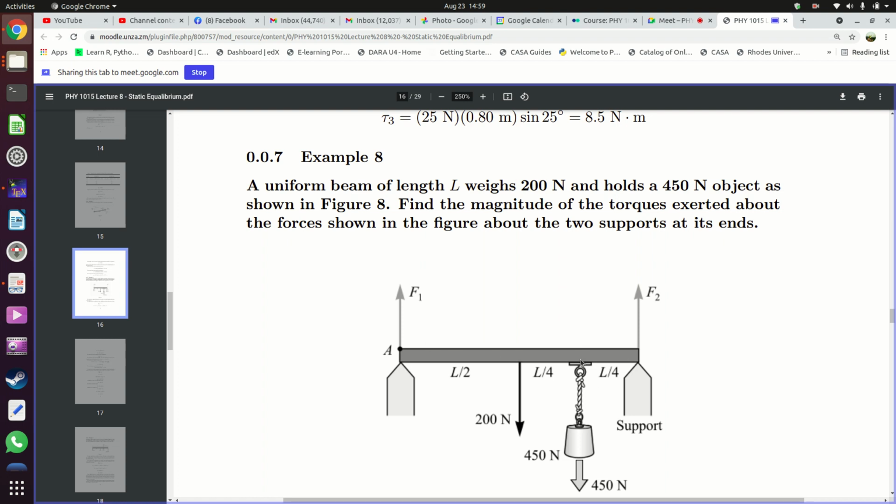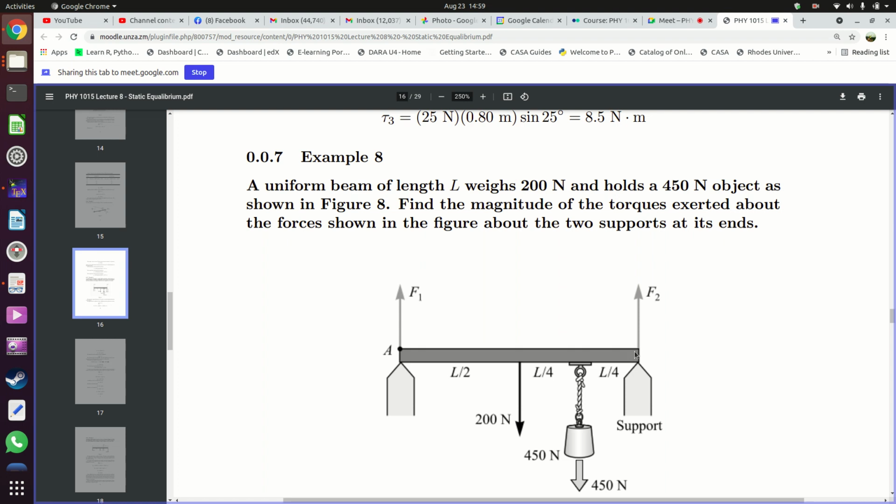If you choose this one also, there's only one force passing through here. So you end up having F1 producing a torque, this producing a torque, this doesn't produce a torque, this produces a torque. But you still remain with F1 and F2, which you do not know. Because remember, we have said F1 plus F2 equals 650. So if somehow we can work out one of the two, then we can find the other.